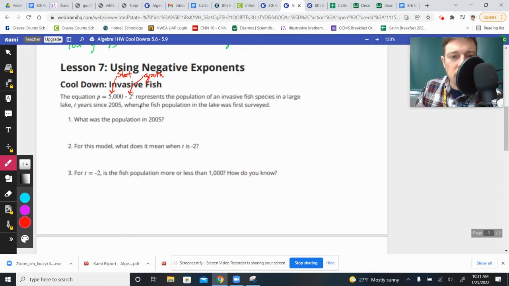Since it was first surveyed in 2005, the population of the lake in 2005 was 5,000, where it started in that year zero of the first survey. So we know that in 2005 there were 5,000 fish because of the way that they wrote this equation.